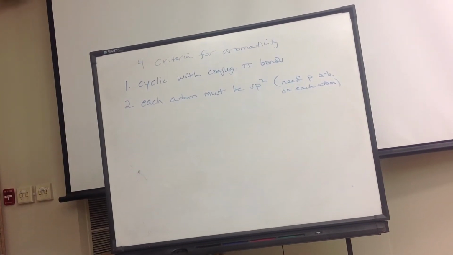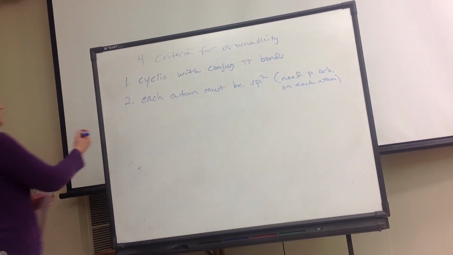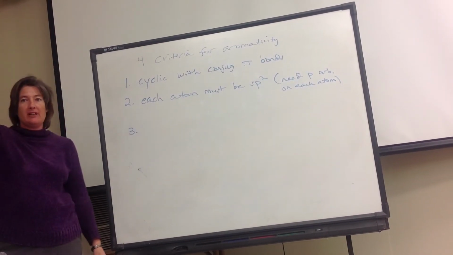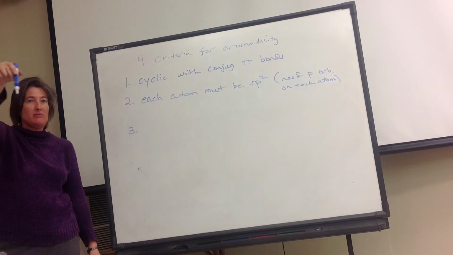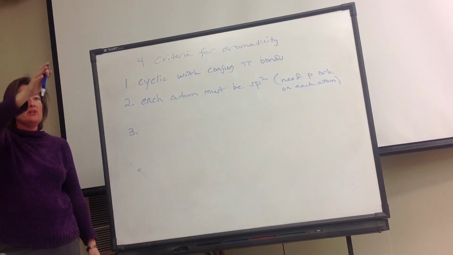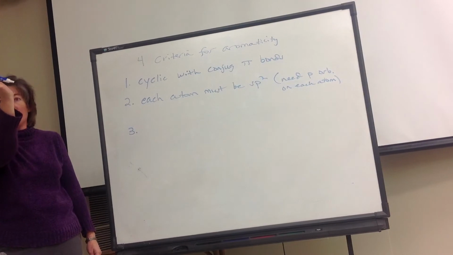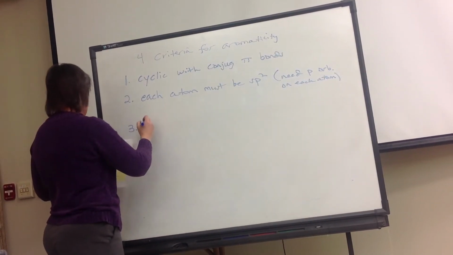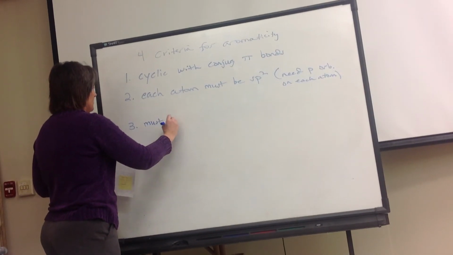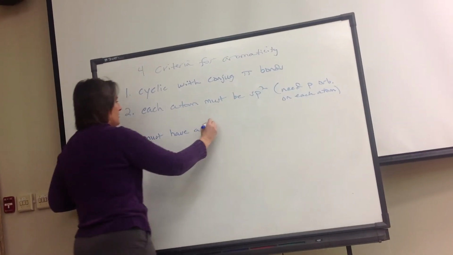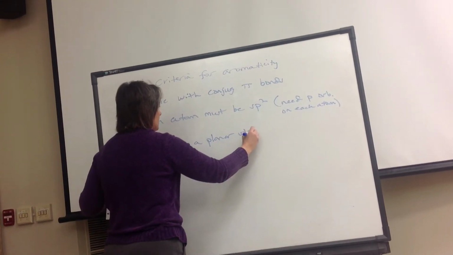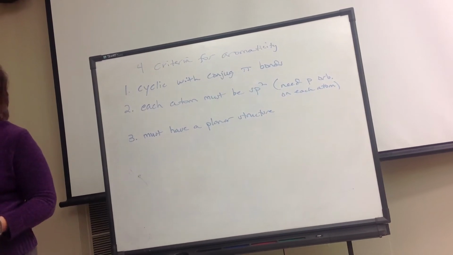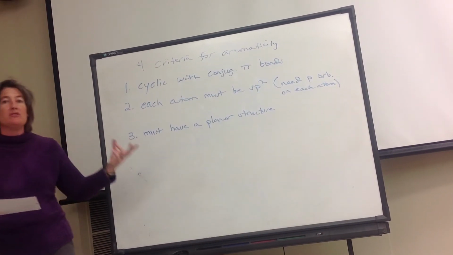Okay, 3rd thing. I have to be able to have all those p orbitals line up at the correct angle. There has to be overlap in between them, which means I can't have an atom twisting and not being planar. So in order to be aromatic, you must have a planar structure. Because if you don't, then the p orbitals cannot overlap. If they can't overlap, you don't have pi MOs.